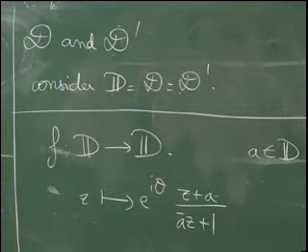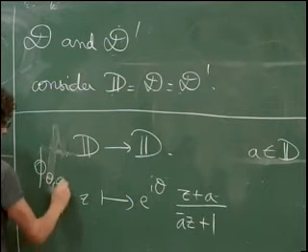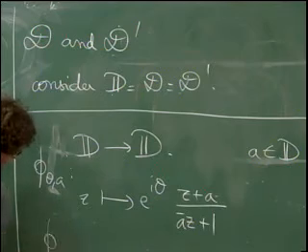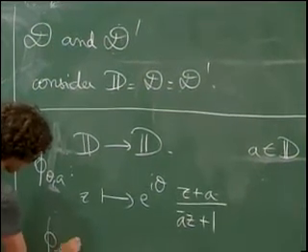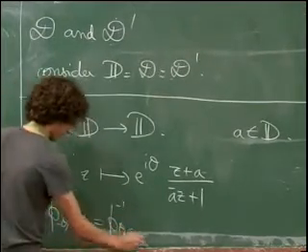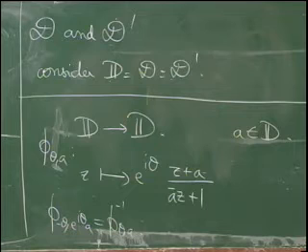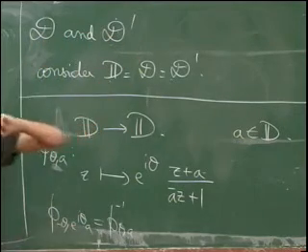And you can check that these functions send D to D. The fact that they are holomorphic is obvious, and perhaps I will call that phi of theta A. It's easy to check that phi of minus theta e to the i theta A is the inverse. There is a natural structure of group on these maps. OK. So there is more than one conformal map from D to D prime.